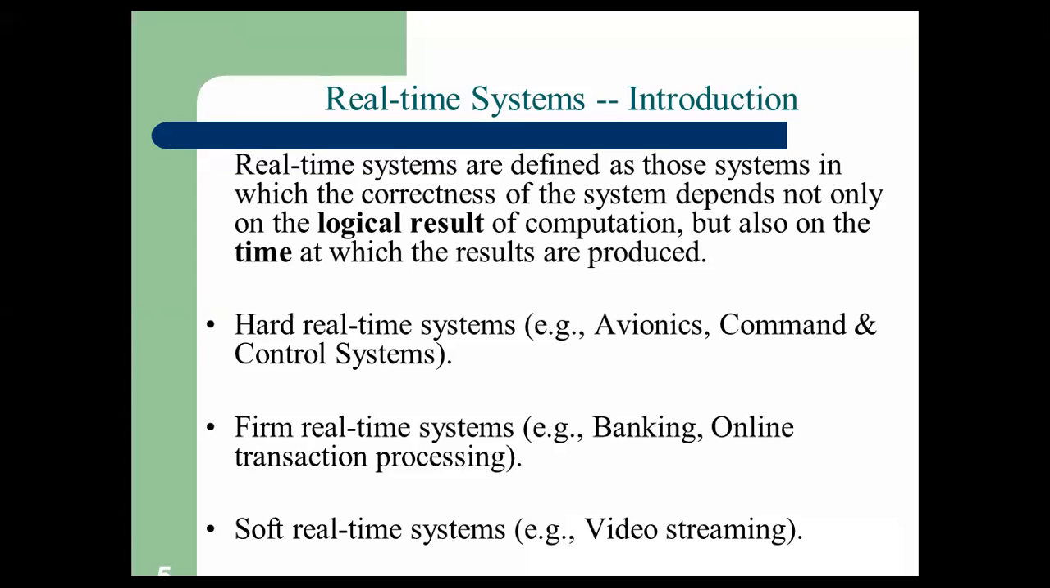From real-time systems, we are currently using them in the banking system, online transaction processing, everywhere, but everything depends on networking, the Internet of Things. The third one is soft real-time systems. First is the hard real-time systems, whose examples are defense and avionics, where we use command and control systems.